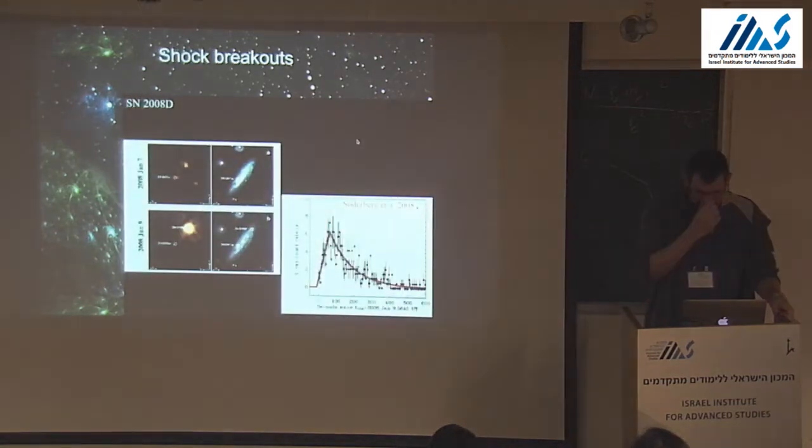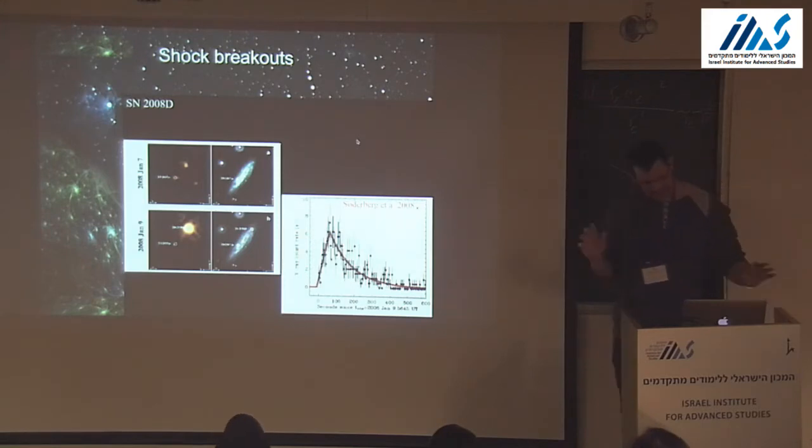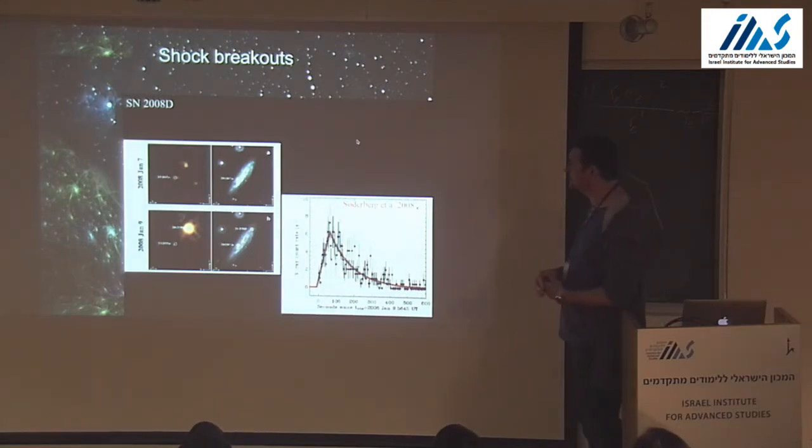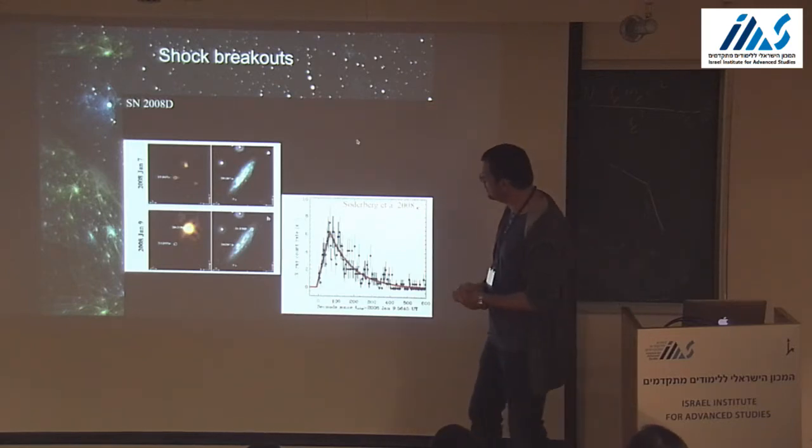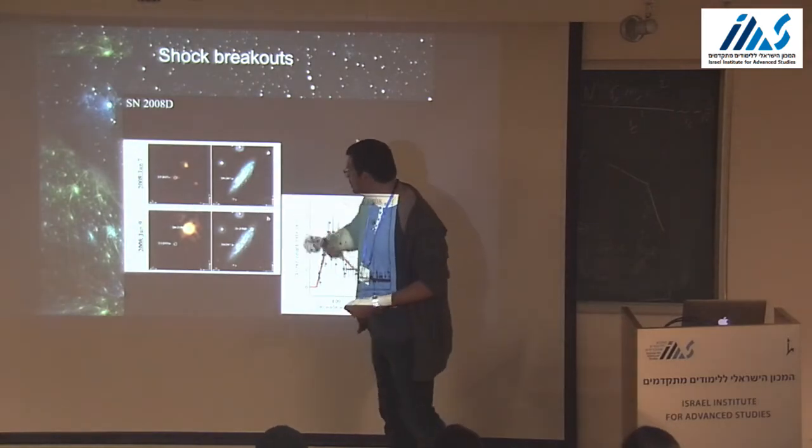Okay, so let's begin with this. This is maybe the most famous extragalactic X-ray transient, which is supernova 2008D. This is work by Alicia Soderberg and collaborators. And this is really like the jackpot. Alicia was observing a supernova in this galaxy. You see this supernova here.